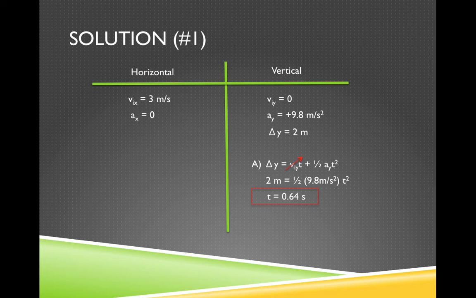For part B, we are looking for the range, or how far from the base of the ledge the mouse lands. Since this is horizontal information, we have to use the distance formula, where I'll call the distance delta x, which is equal to V_ix times t plus 1/2 a_x times t squared.